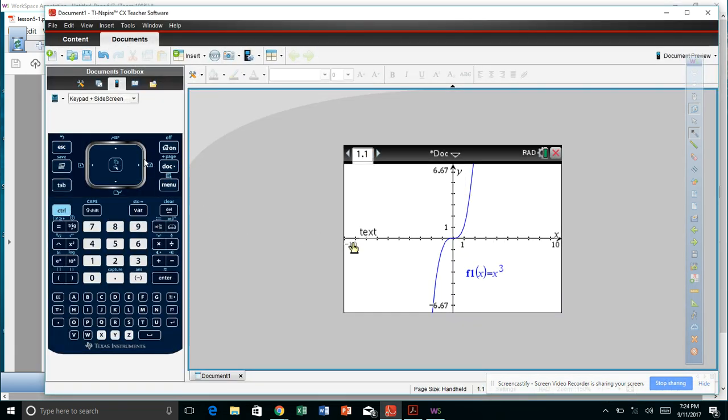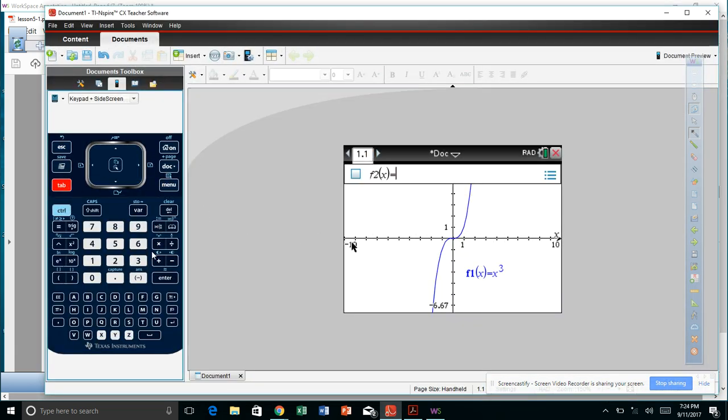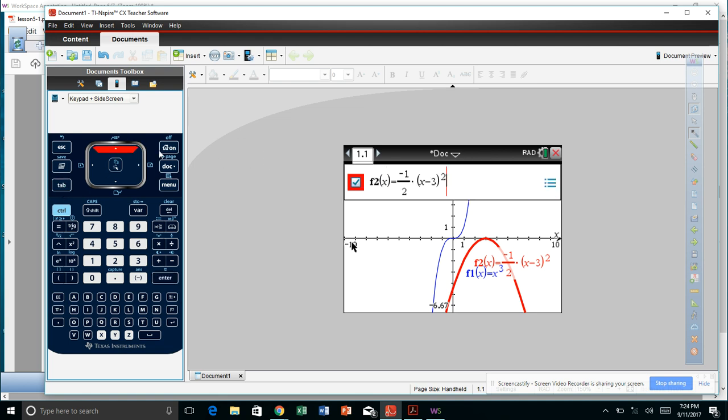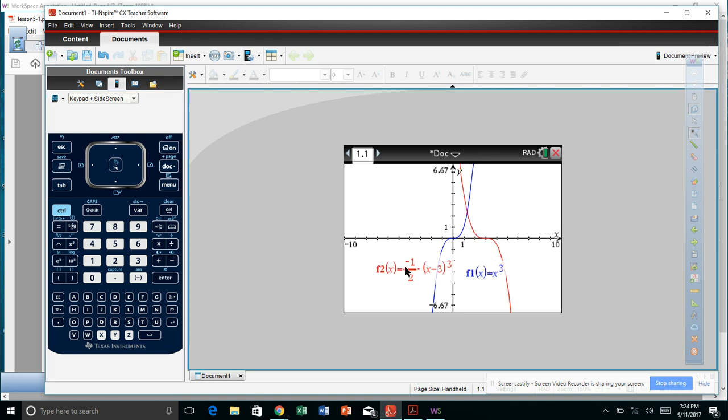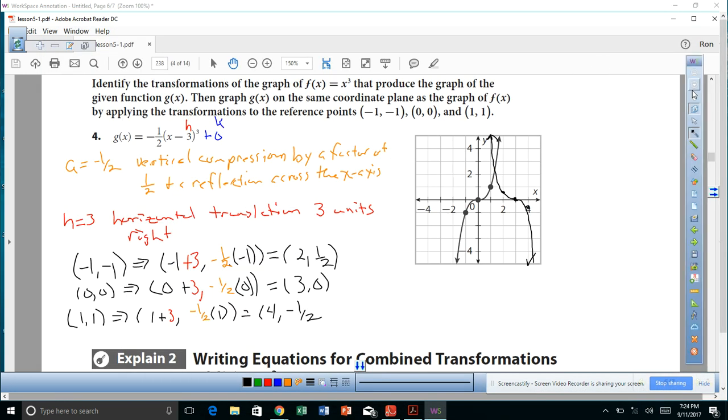So let's press tab, and we're going to have -1, control, divide 2, and it's going to be times x minus 3, close parentheses, and then squared. Press enter. I said squared, and I should have put in cubed, caret 3. And there we go. That looks kind of like what we did. Of course, this is a much more accurate graph than the one that I did, but shh, don't tell anybody.